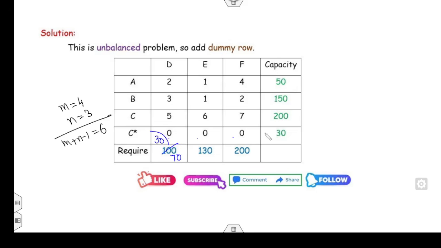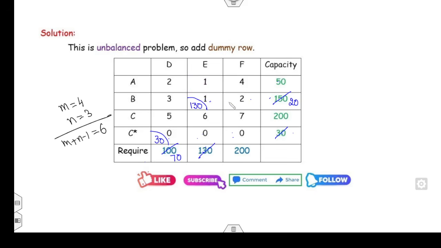That is my 70. Next 0 and 0 will be ruled out. 1 and 1 both have the same value. Look at the maximum allocation. Corresponding to this number is 50. Corresponding to this one is my 130. So I can put the maximum allocation at this point. So 130, it is my 20. Now corresponding to this one, it is not possible. Why? Because there is no requirement.